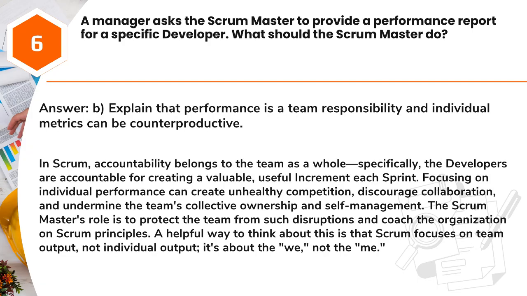Answer: B. Explain that performance is a team responsibility and individual metrics can be counterproductive. In Scrum, accountability belongs to the team as a whole. Specifically, the developers are accountable for creating a valuable, useful increment each sprint. Focusing on individual performance can create unhealthy competition, discourage collaboration, and undermine the team's collective ownership and self-management.